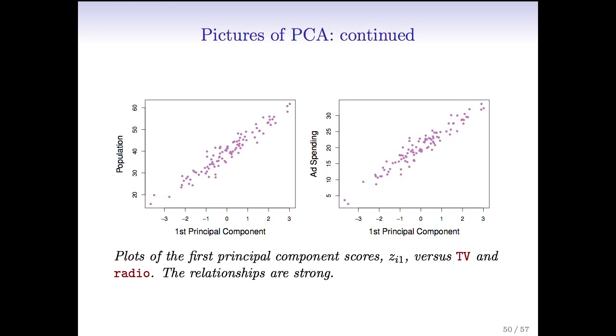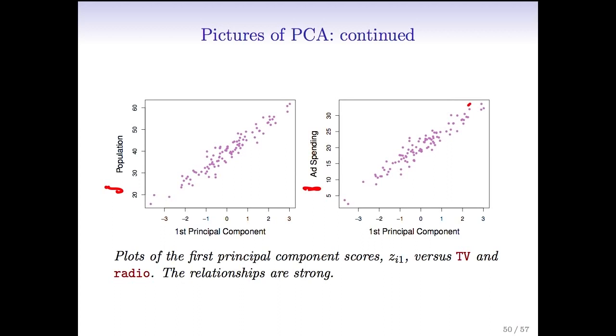So if I want to understand these principal components better, I can actually plot each principal component, so each linear combination of the variables, on the x-axis, and I can plot it against population and against ad spending. And what I can see is that the first principal component is really highly correlated with population and highly correlated with ad spending. And so what that means is that I'm really summarizing the data very well if instead of using those original 2 variables, population and ad spending, I instead use just the first principal component.